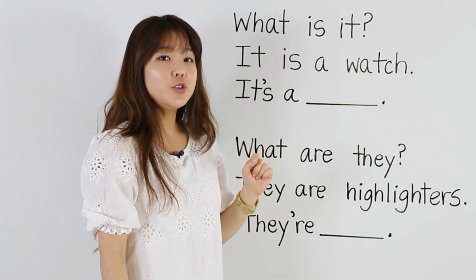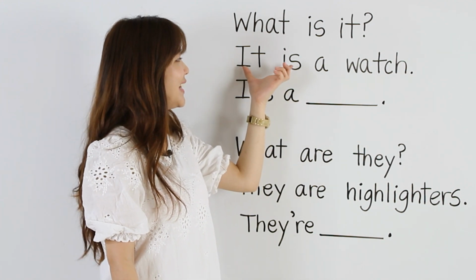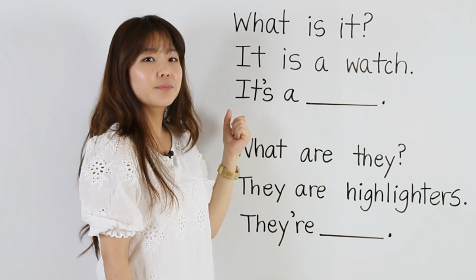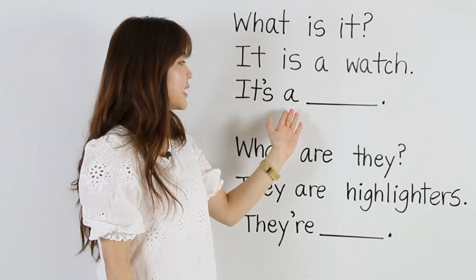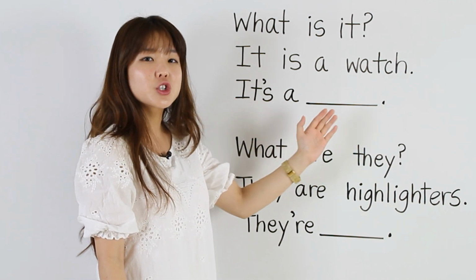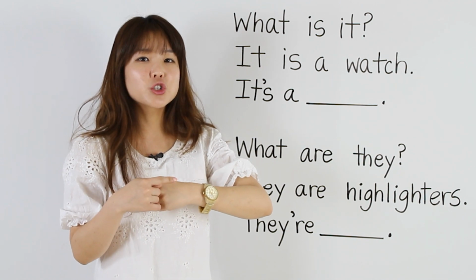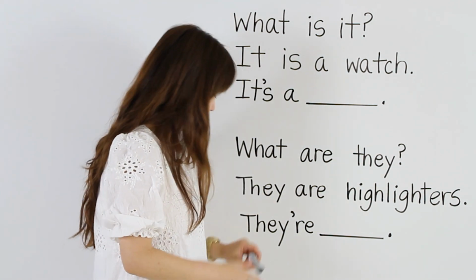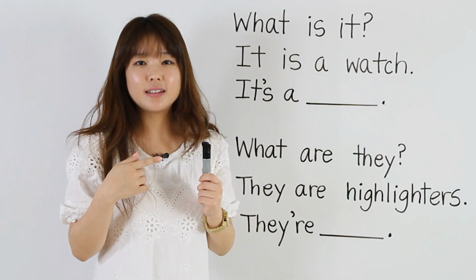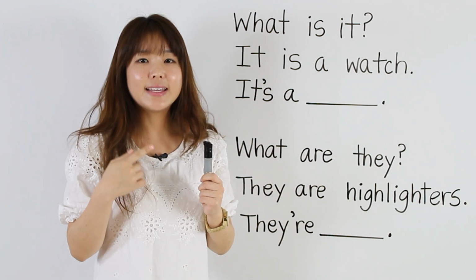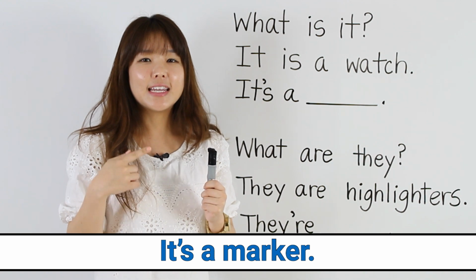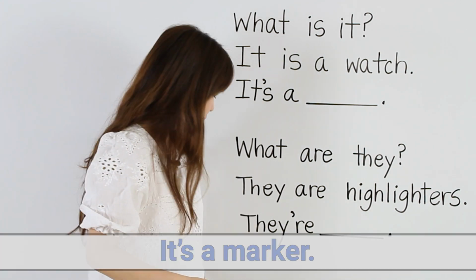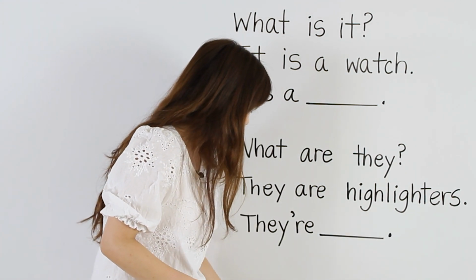I can also use the contraction for it is, it's. Now listen. It's a watch. What is it? It's a marker.